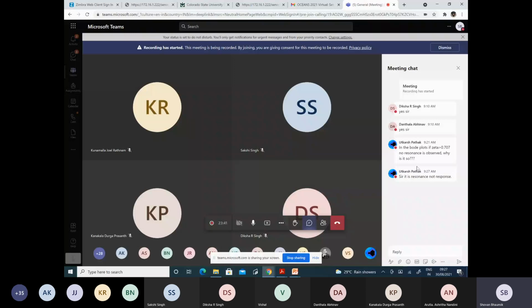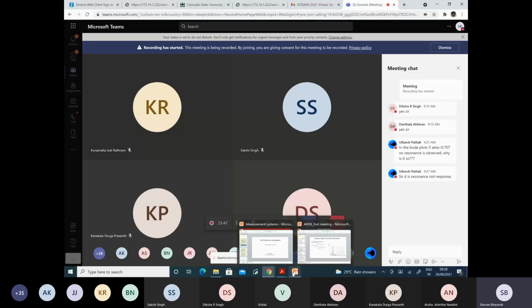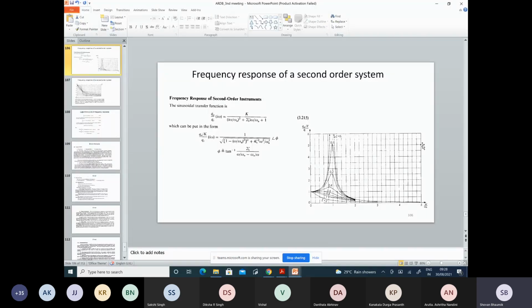Oh, no resonance is observed. Okay, fine. No resonance is observed. Okay, you may think about it as a resonance. So you mean to say that if zeta is less than 0.7, you will not get any peak. That is the thing you are asking, right? Now I got your question.